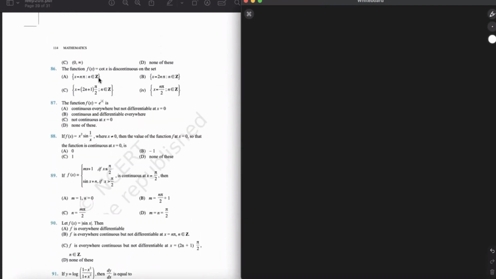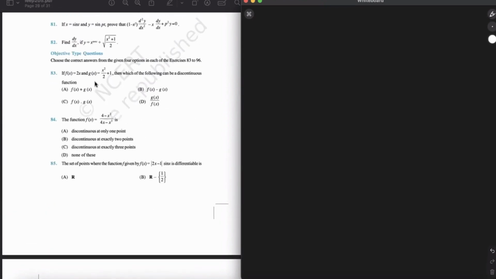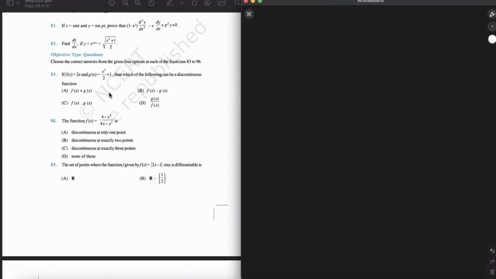All right. So starting off with the objective type of questions, question number 83. So what is there? We have f(x) given to me as 2x and g(x) has been given to me as x square upon 2 plus 1. Now they are asking us which of the following can be a discontinuous function. All right. What are they talking about? They are talking about discontinuity.